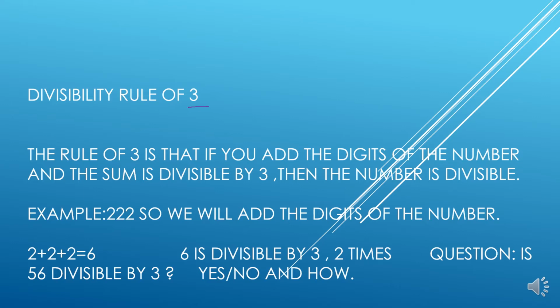We're not going to add it around the numbers. 222 is basically made out of 2, 2, 2, just as different place values. 200 plus 20 plus 2 is its expanded form. But we're just going to add its digits, which is 2, 2, 2. So 2 plus 2 plus 2 is equal to 6. And 6 is divisible by 3 how many times? 2 times.